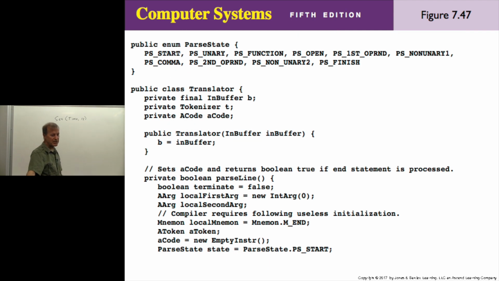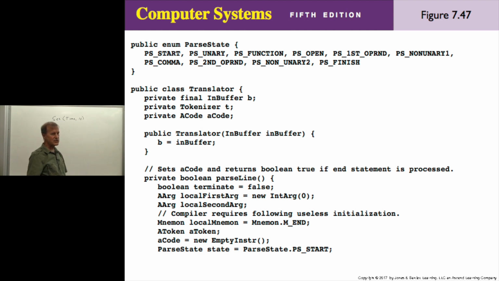And we see this public enum parse state. So each one of these names in the public enum parse state corresponds to one of these states in the finite state machine. So when you draw your finite state machine and use it, each state is represented in the code by this enum.